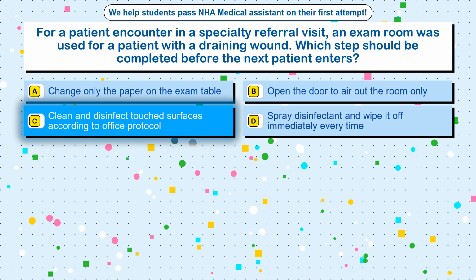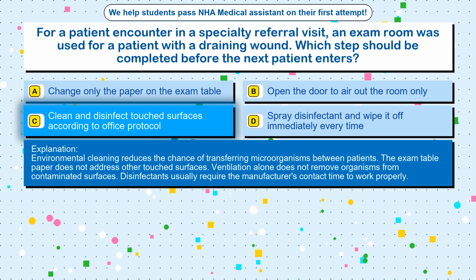The correct answer is option C. Clean and disinfect touched surfaces according to office protocol. Environmental cleaning reduces the chance of transferring microorganisms between patients. The exam table paper does not address other touched surfaces. Ventilation alone does not remove organisms from contaminated surfaces. Disinfectants usually require the manufacturer's contact time to work properly.